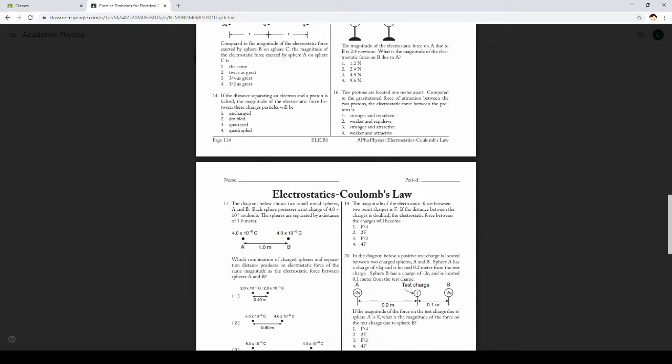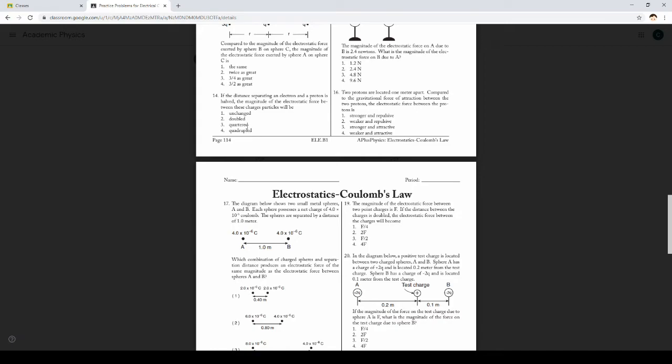Number 14. If the distance separating an electron and a proton is halved, the magnitude of the electrostatic force between those charges will be... If I decrease the denominator, my value will get bigger. I am decreasing the radius by a factor of 2. That gets squared. I'm decreasing the denominator by a factor of 4. That increases the total by a factor of 4. The answer is quadrupled.